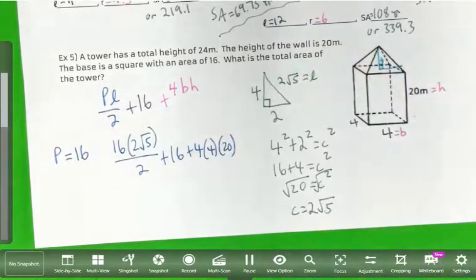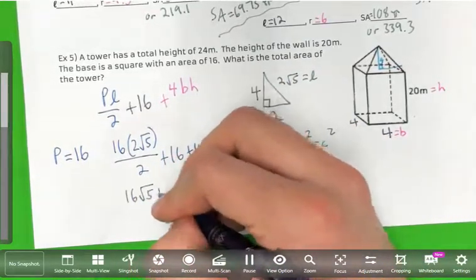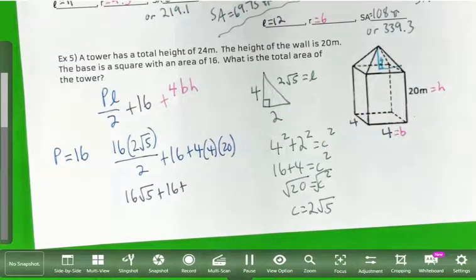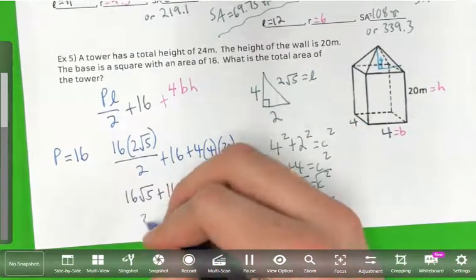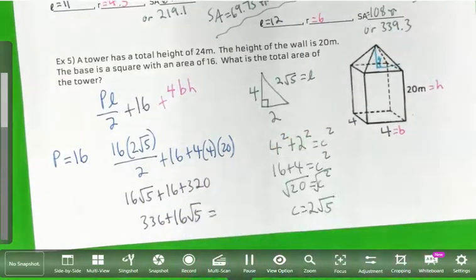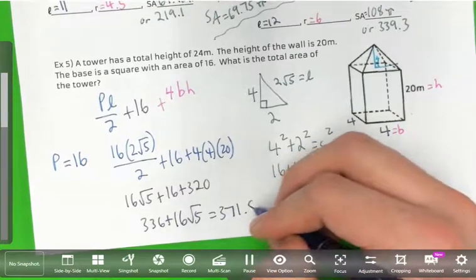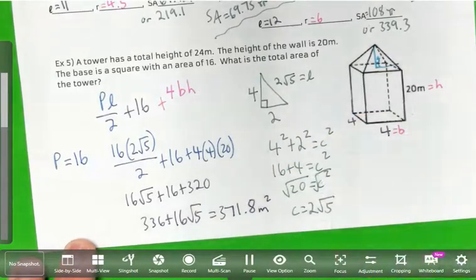All right. Then we can cancel these 2's, and we just have 16 square root of 5. And that's going to be 16 plus 4 times 4 is 16, and then 16 times 20 should be 320. And then we could call this 336 plus 16 square root of 5, or we can plug that into our calculator and get a decimal approximation of 371.8. And we can say that this is square meters, since this is surface area and our units are in meters.